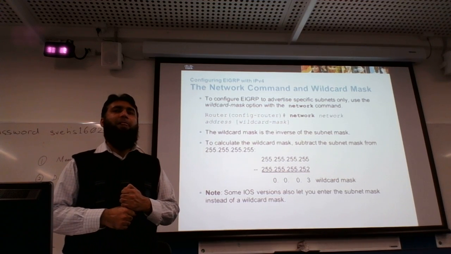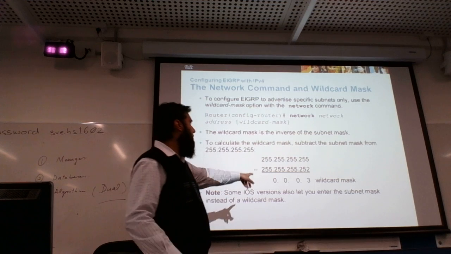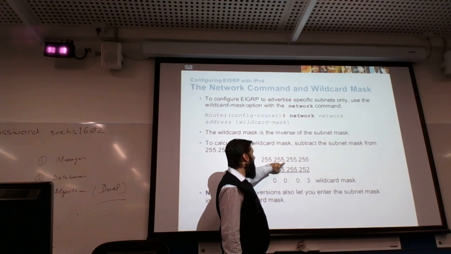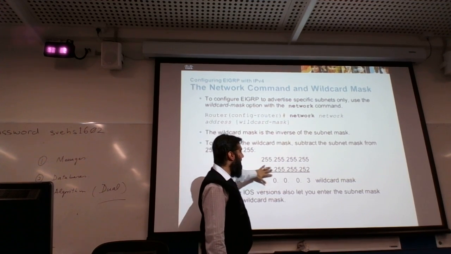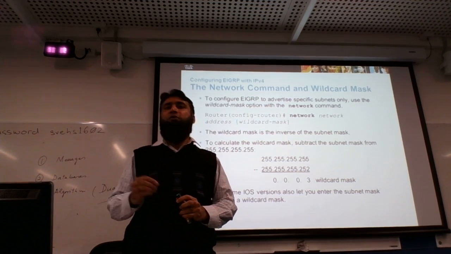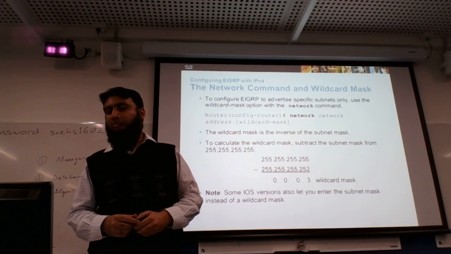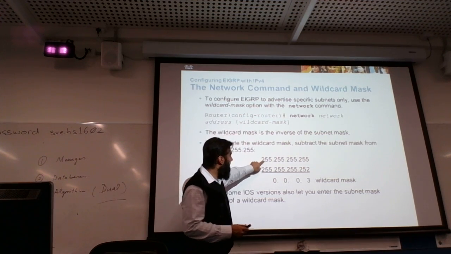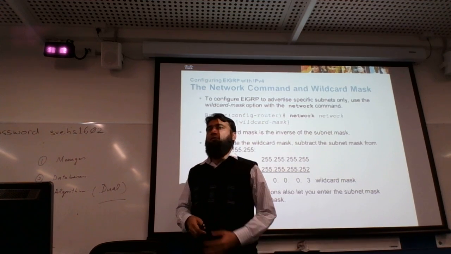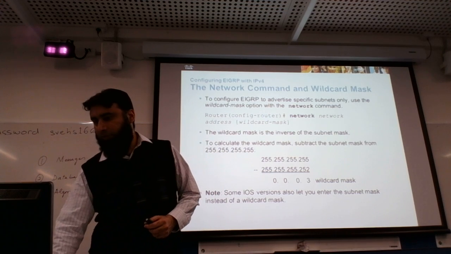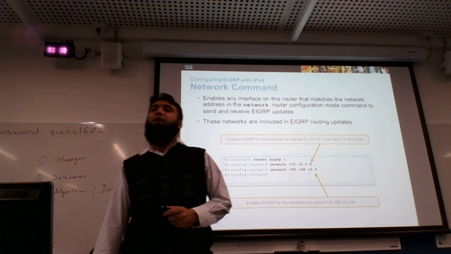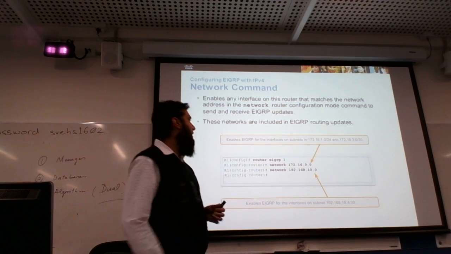A wildcard mask is just the inverse of a subnet mask. Whatever the subnet mask is, we take 255.255.255.255 and subtract that subnet mask and the result is our wildcard mask. If your subnet mask is 255.255.255.252, then the wildcard mask will be 0 here, 0 here, 0 here and 3 here. So the solution to that problem is that we use a wildcard mask to configure our network command. So in this case, what will happen?